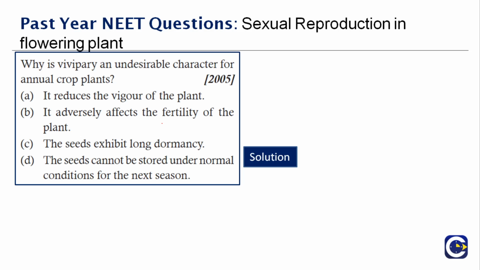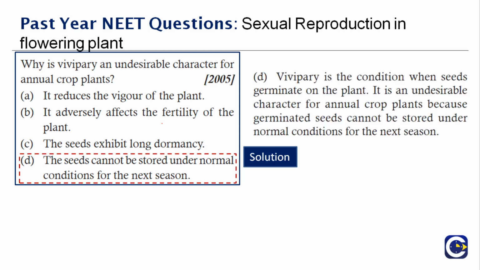This condition is found in many fruits like potato, tomato. You must have seen where the seeds sprout. The major example would be the tomato. Then you have other fruits like the papaya, which has seeds in it. Even they come under this. The lemon, which has seeds inside it. Before they get detached from the parent, they start sprouting. Therefore, the right answer to this question is option D. The seeds cannot be stored under normal conditions for the next season. It's a condition where they germinate on the plant itself. So it is an undesirable character for annual crops. They cannot be used for the next season.